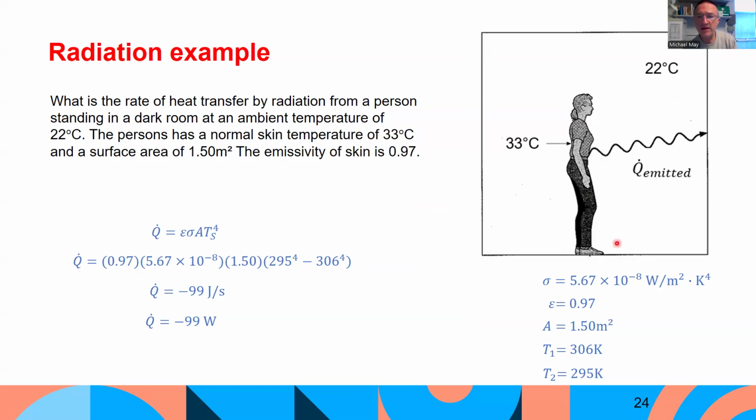So we have the Stefan-Boltzmann constant, we have the emissivity for skin, the area of the person, and the temperature difference. Plug those values in and we get minus 99 watts, which is the amount of energy being emitted by the person under these circumstances.